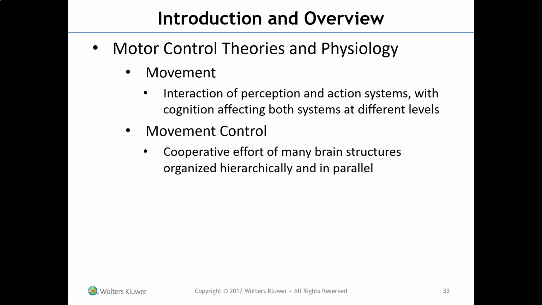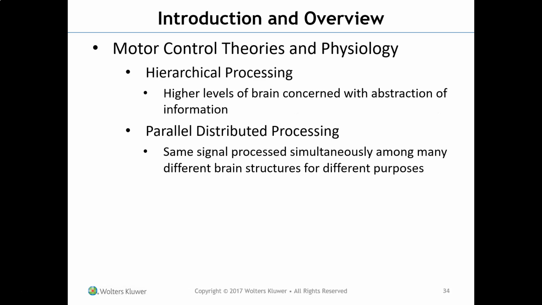Okay, so when it comes to motor control theories in physiology, again, movement is the interaction of perception and action systems with cognition affecting both systems at different levels. Movement control is the cooperative effort of many brain structures organized hierarchically and in parallel. So the hierarchical processing, higher levels of brain concerned with abstraction of information, and then you have parallel distributed processing, which is the same signal processed simultaneously among many different brain structures for different purposes.